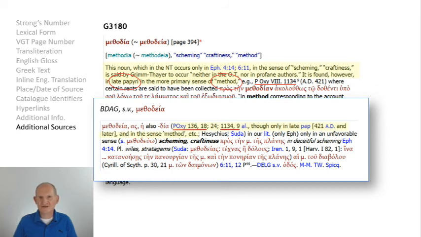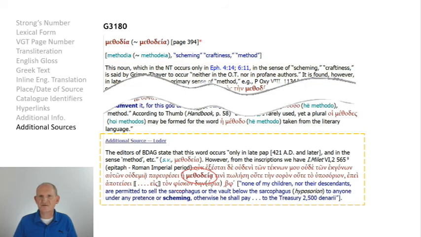But during my research for VGNTS, I came across an inscription from the Roman imperial period from Miletus that has the word Methodia, and there it is in the sense of scheming. The context clearly shows that scheming is meant. Now, in all fairness to Moulton and Milligan and Bauer, this inscription was not discovered until 1936 and wasn't published until 1976. So this is an example of a source that has come to light more recently. And these are the kinds of things you will find in VGNTS. So far, there are over 1,500 additional sources in VGNTS.